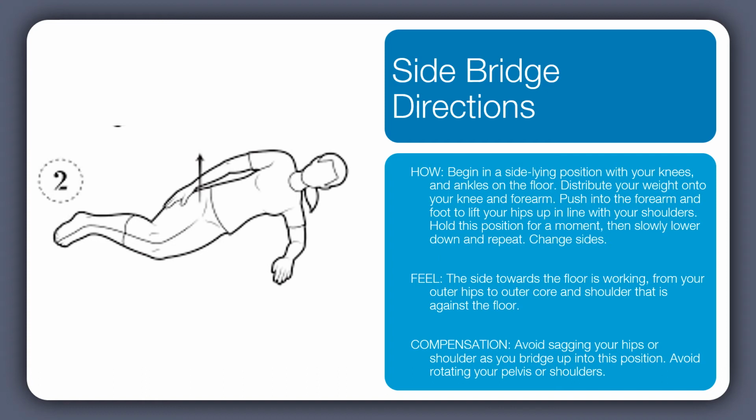Next is Sidebridge. There's 2 variations for this. This is the simpler variation where you're on the knees and the forearms. So start on your side with the hips and the knees on the floor, and then gently press into the forearm and the knees and lift the hips up, finding your balance here, either holding here or again doing reps.